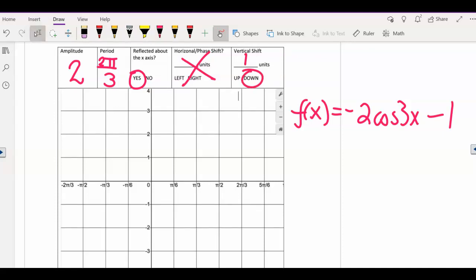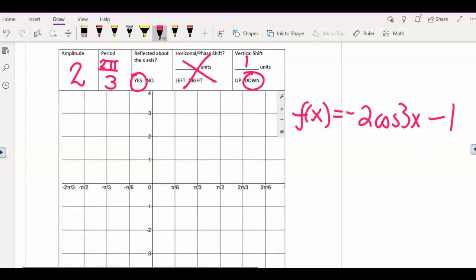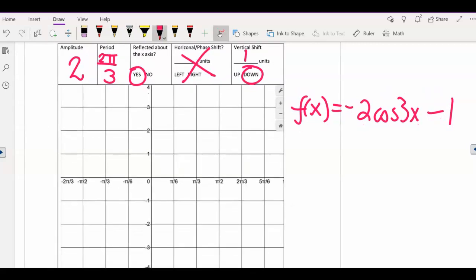So in order to graph this with all of those pieces of information, first thing I like to do is, well, let's draw a horizontal line at -1. And let's just pretend like that is now my new x-axis, okay? So what I found out is that the period is 2/3 pi. So this graph is going to start here and then count over 1, 2, 3, 4. It's going to end at 2/3 pi.